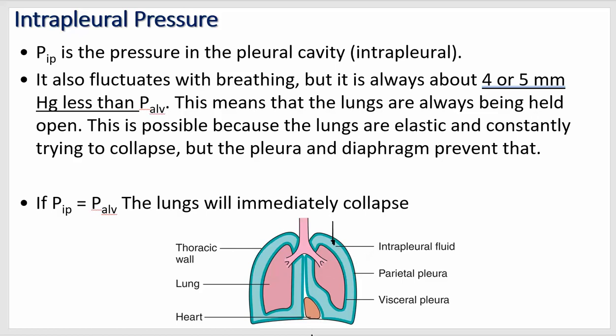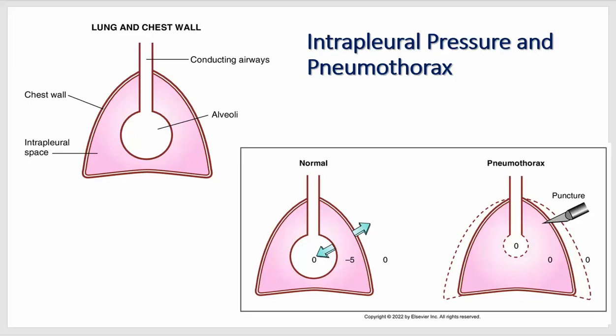So we need it to be a little bit negative all the time: 4 or 5 millimeters of mercury less than the pressure in the alveoli of the lung. That means the lungs are always being held open. It's possible because the lungs are elastic and constantly trying to collapse, but the pleura and the diaphragm prevent that. So if the intrapleural pressure and the alveolar pressure become the same, the lungs will immediately collapse, because you need that negative pressure keeping them open.